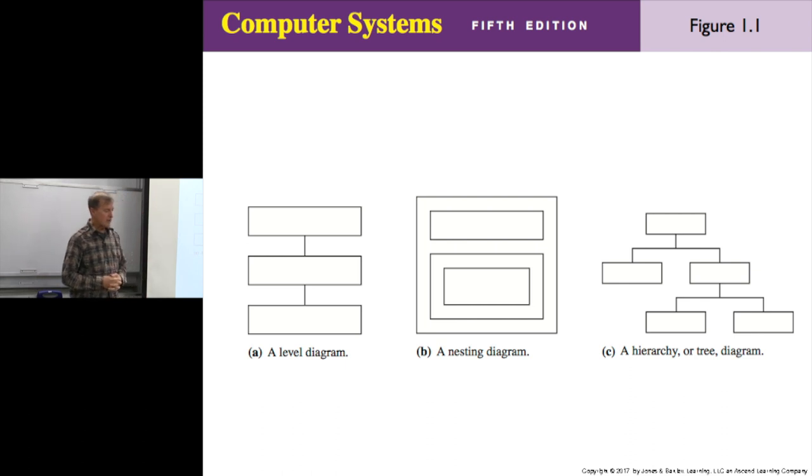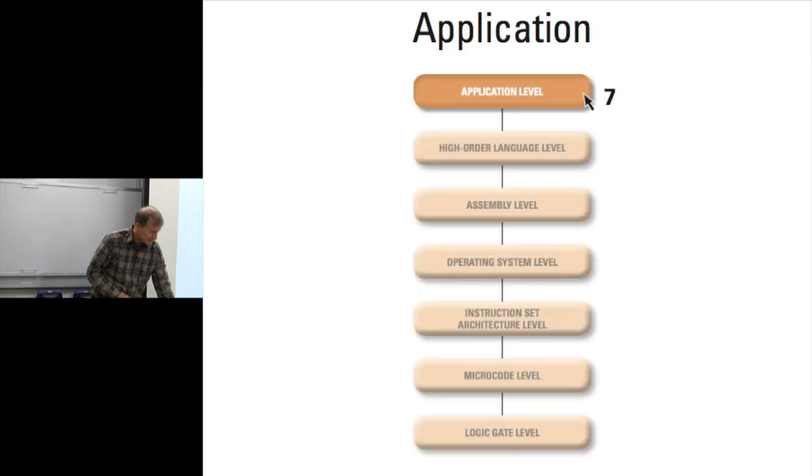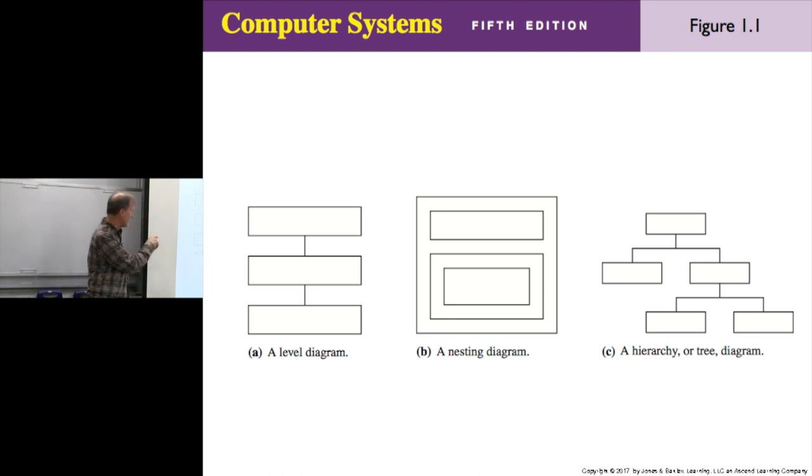Okay, now in figure 1.1, we have three different ways to show abstraction diagrammatically, all right? In part A of the figure, that's called a level diagram, and with the level diagram, you have boxes. Of these three figures, a level diagram, a nesting diagram, and a hierarchy or tree diagram, which one did we just look at? That was a level diagram. Are you with me? That was here, this figure. Right here? Yeah. Okay, so that is an example of a level diagram.